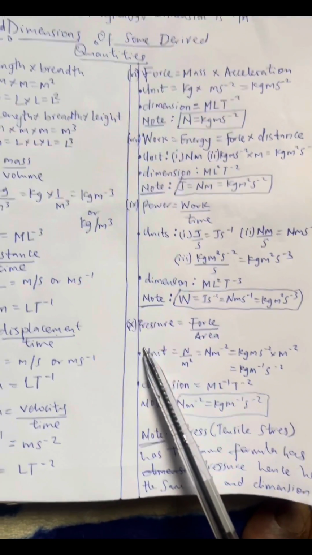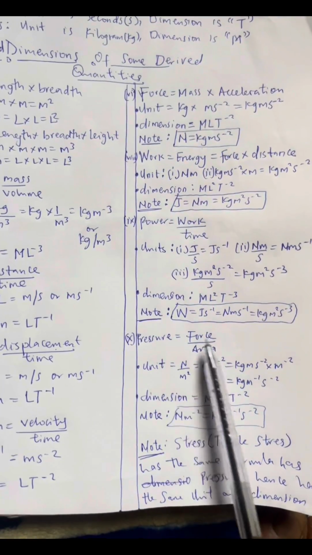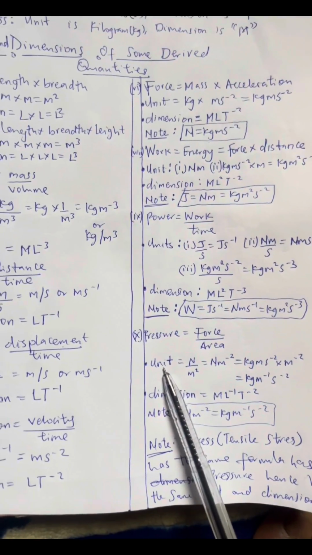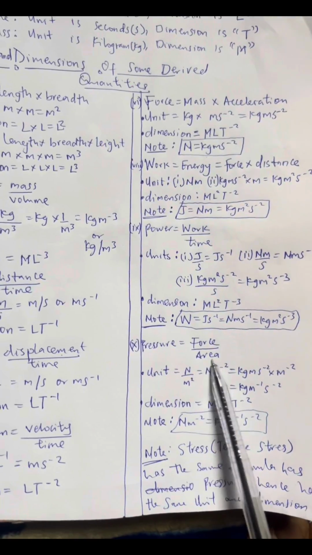And the last thing we are going to be talking about before moving on to dimensional analysis is pressure. The formula for pressure is force over area. Then we can have the unit for pressure to be, the first unit, the SI unit for force is Newton, and area is meter square.